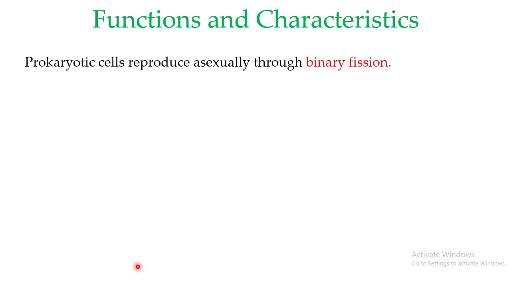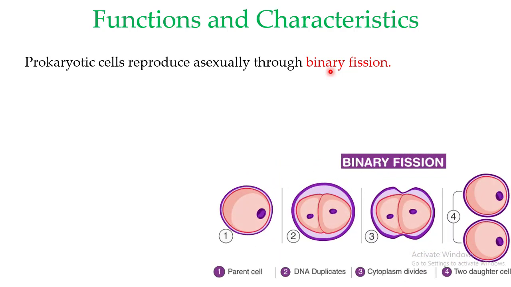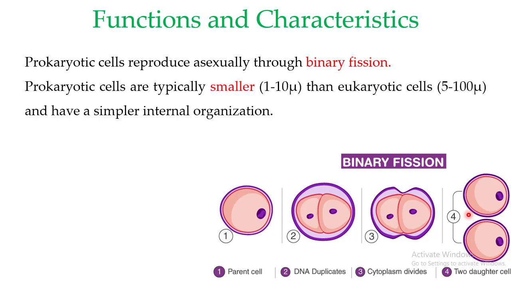When we talk about the functions and characteristics of a prokaryotic cell, prokaryotic cells reproduce asexually through binary fission. In a simple diagram explaining binary fission, the parent cell duplicates its DNA, divides its cytoplasm, and divides into two daughter cells. So the prokaryotes reproduce asexually through binary fission.